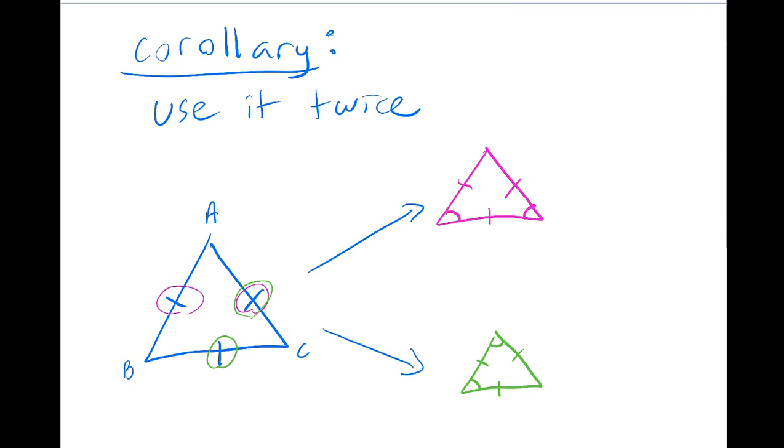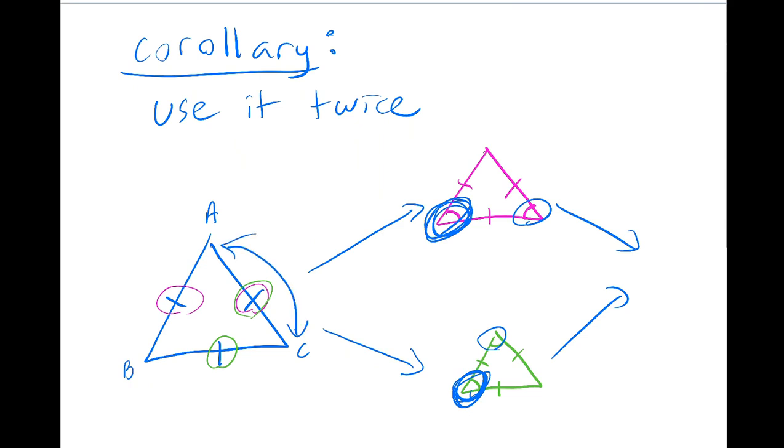But wait a second. Transitive property says if this angle is the same as this one and this one's the same as this one, they're both the same as this bottom left angle. So then transitive means the A and C must be the same as one another. So now we have all three are the same. So all we did was use the base angle theorem twice. Done. We proved it.